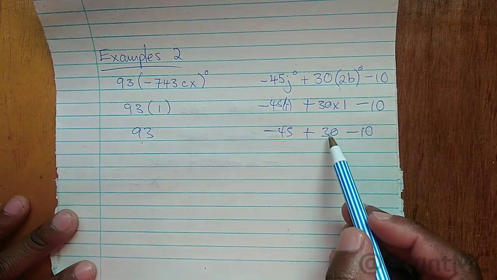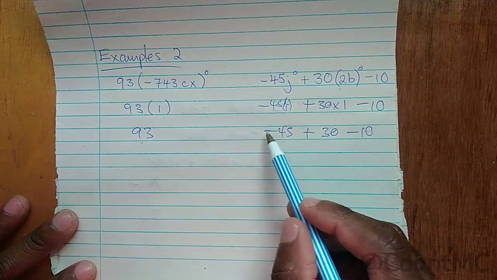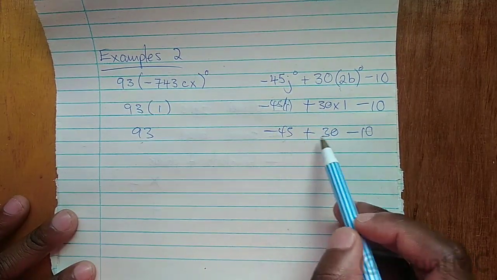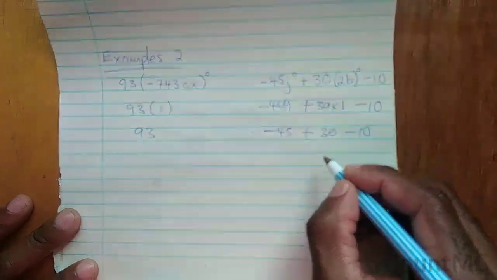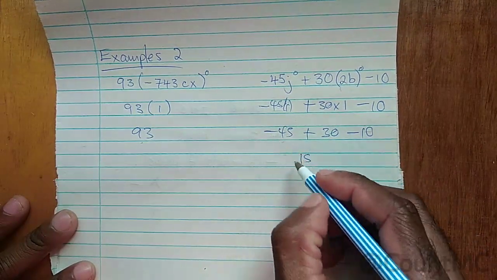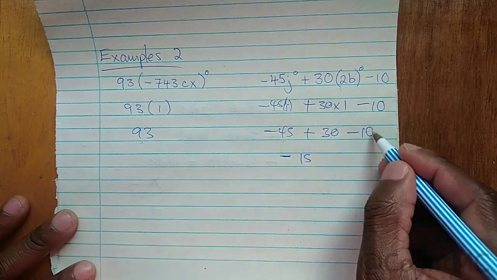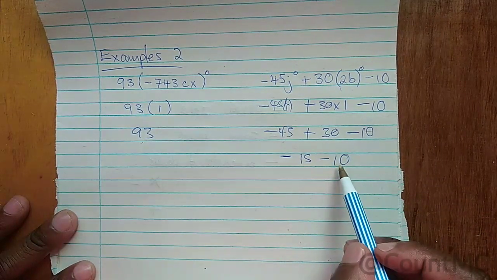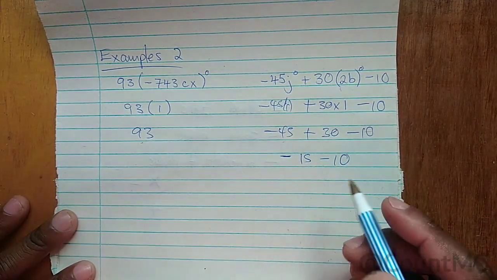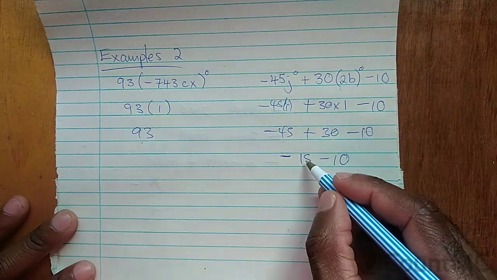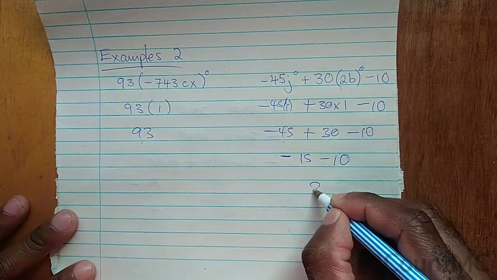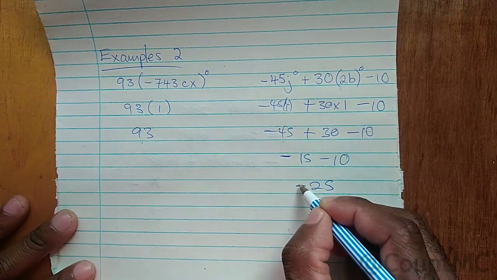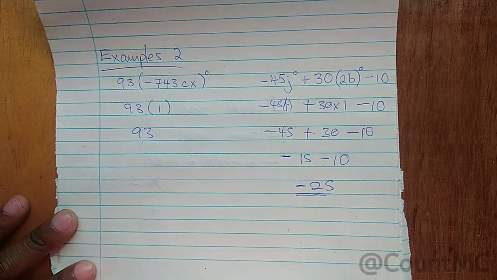So let's simplify. The signs are different, so we just find the difference. 45 minus 30, big number minus small, we get 15. The sign of the bigger number is minus. Then we put back this. Now the signs are the same. When the signs are the same, always add. 15 plus 10, that's 25, and the common sign is minus. So the answer is minus 25. So that's the first law. Anything to the power 0 is equal to 1.